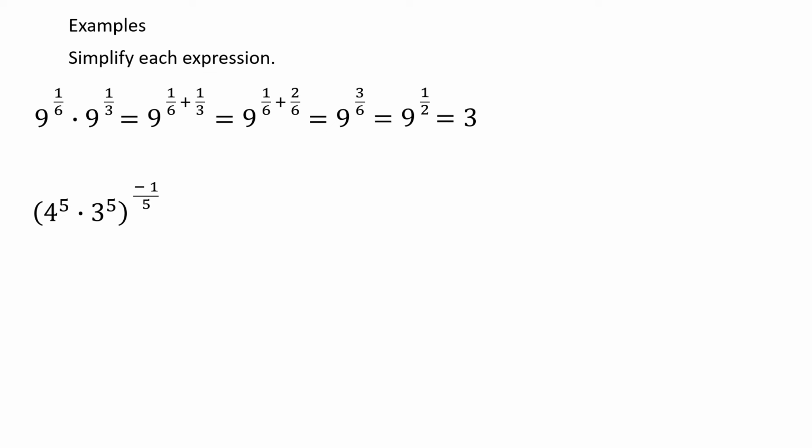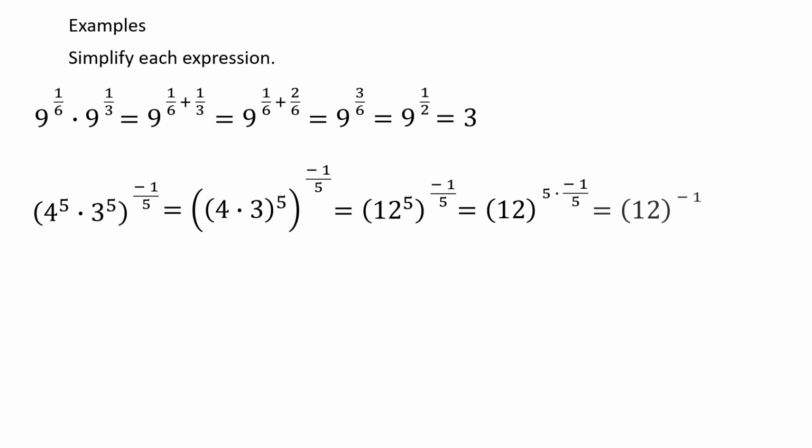Next, 4 to the 5th times 3 to the 5th, the entire thing raised to the negative 1/5. Now the bases don't match, but notice those exponents match, right? 4 and 3 are both raised to the 5th power. So I can actually multiply the 4 and the 3 together. 4 times 3 is 12. So I've got 12 to the 5th power. And then, of course, the shortcut here is that I can multiply the exponents, right? I've got an exponent raised to another exponent. 5 times negative 1/5 is negative 1. And of course, 12 to the negative 1 power, that's just 1/12.